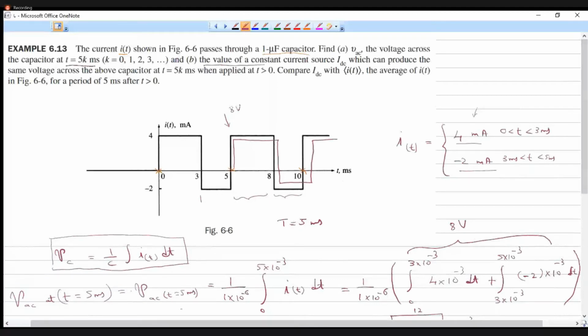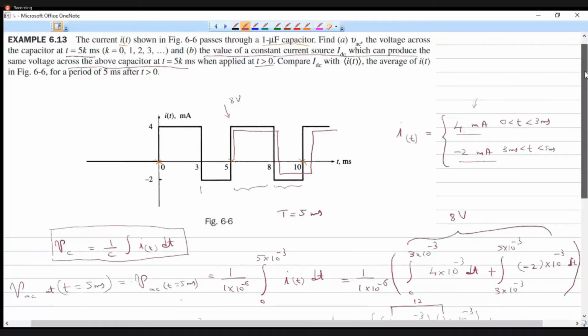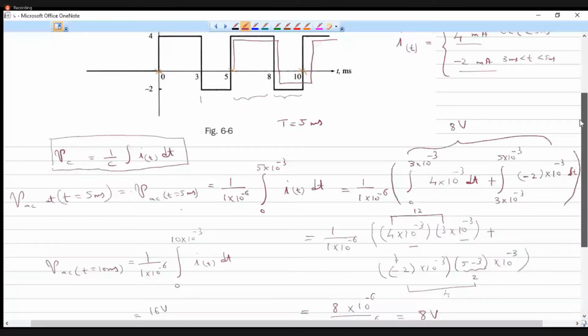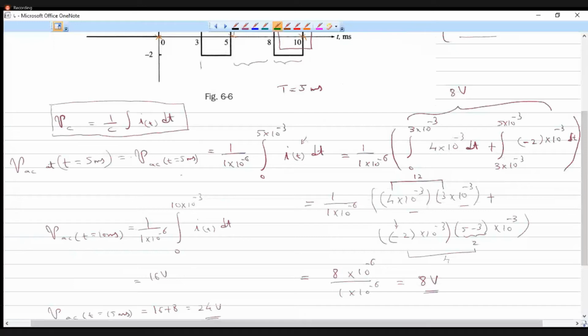Part B is asking what is the value of a constant current IDC which can produce the same voltage across the above capacitor at t equal to 5k millisecond when applied at t greater than 0. So what is the answer for that? If I apply a constant DC current IDC, it should produce a voltage of 8 volt at the end of 5 milliseconds. So what is the modification I should make? Instead of this i of t, I should now replace it with IDC, right?